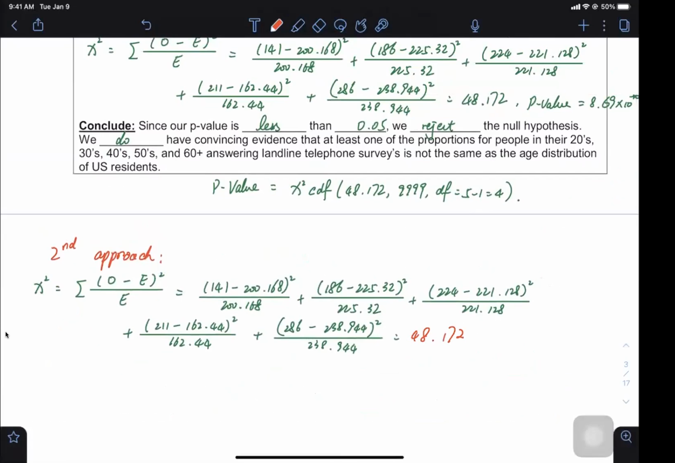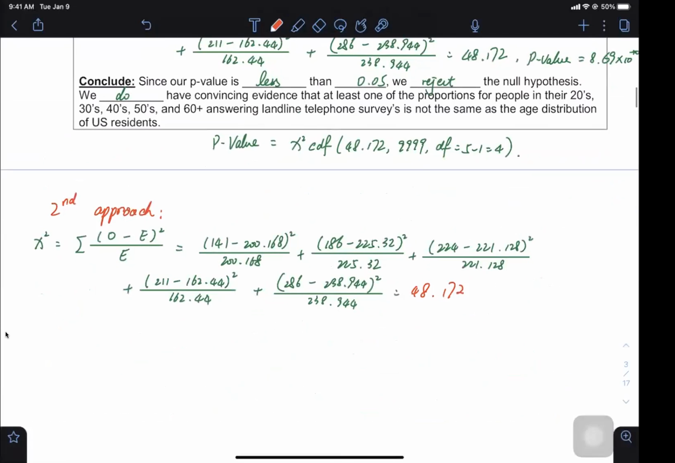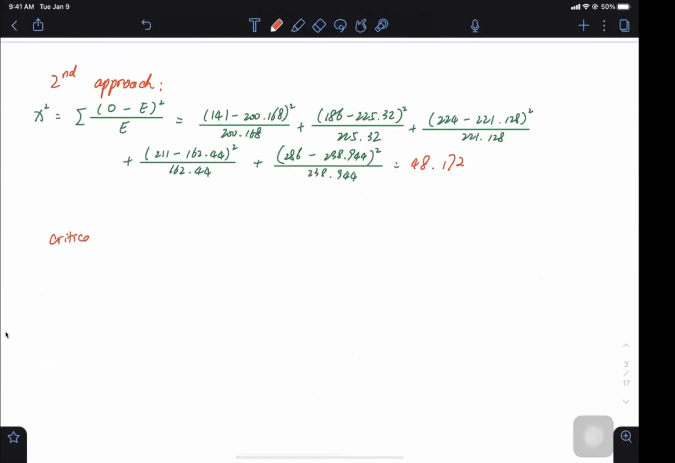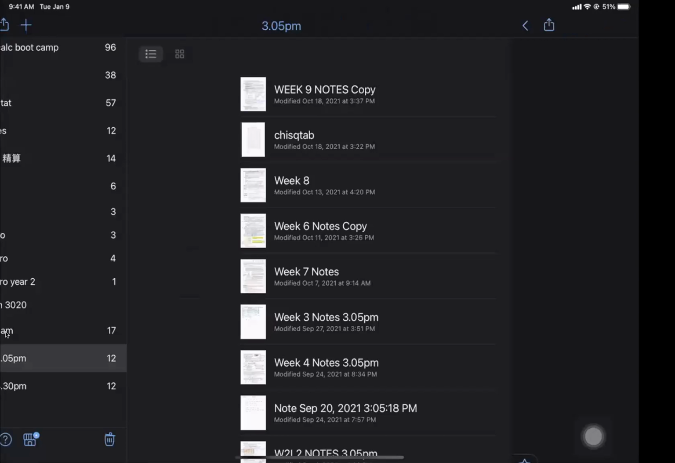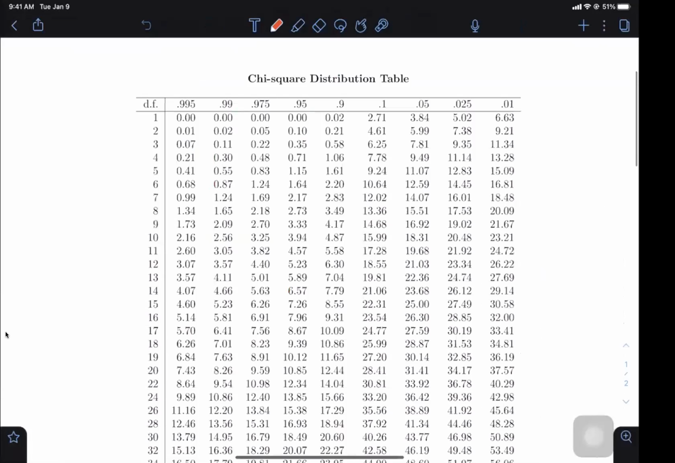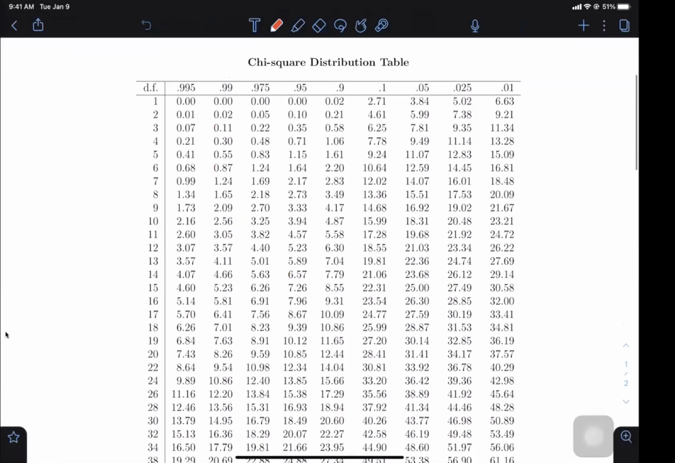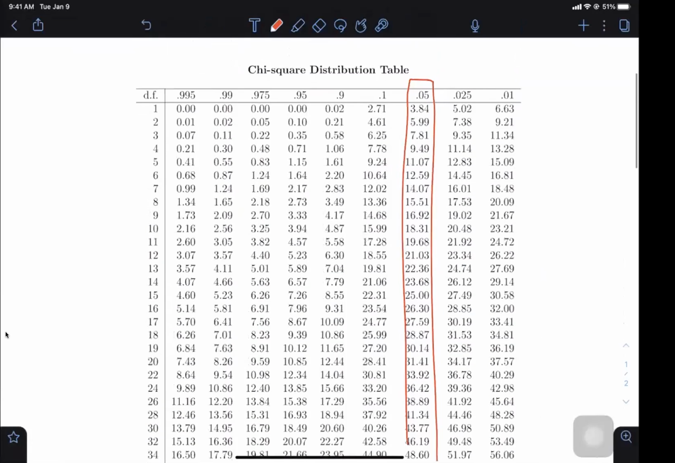And after you get this, the second step is to find a critical value. Because we know our significance test has a significance level of 5%, let's go to a chi-square distribution table. We have a significance level of 5%, which is this column here, and our degree of freedom is 4. So the critical value we have is 9.49.